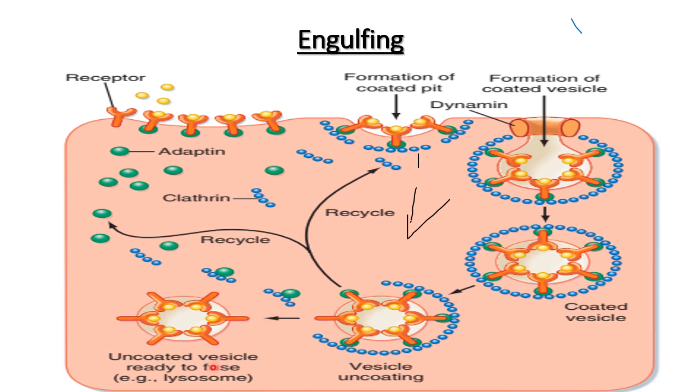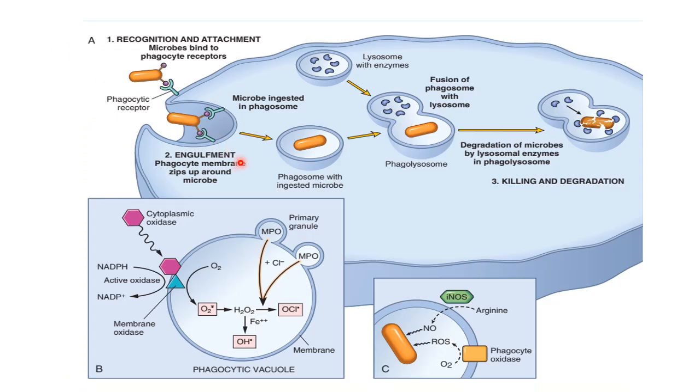Why is it important to fuse with a lysosome? Lysosomes are organelles that contain enzymes that are very important in killing and degrading these bacteria. So this is all about engulfing, where we endocytose that microbe and take it inside the cytosol, where it fuses with the lysosome to form a phagolysosome. So a phagosome and a lysosome fuse together to form a what? A phagolysosome.